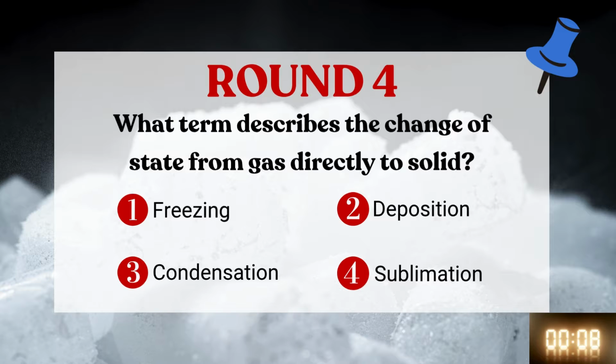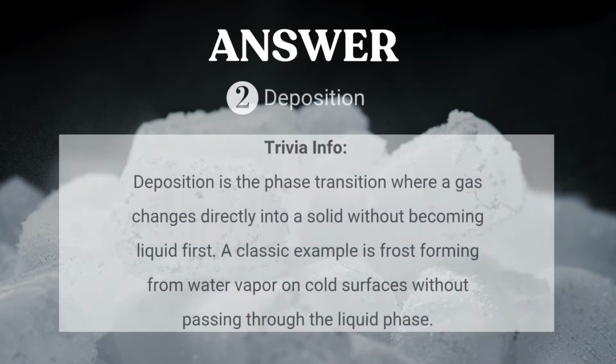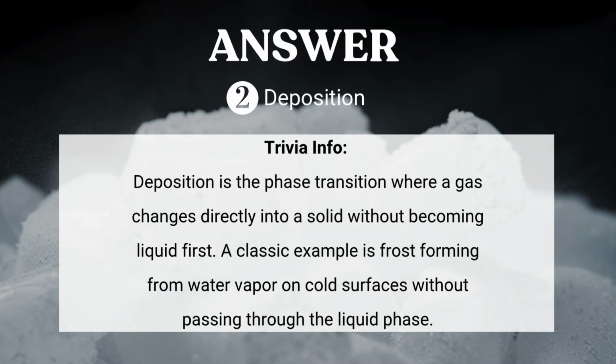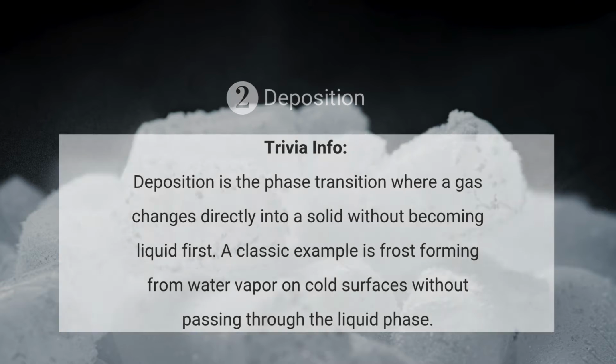What term describes the change of state from gas directly to solid? Answer 2. Deposition. Deposition is the phase transition where a gas changes directly into a solid without becoming liquid first. A classic example is frost forming from water vapor on cold surfaces without passing through the liquid phase.